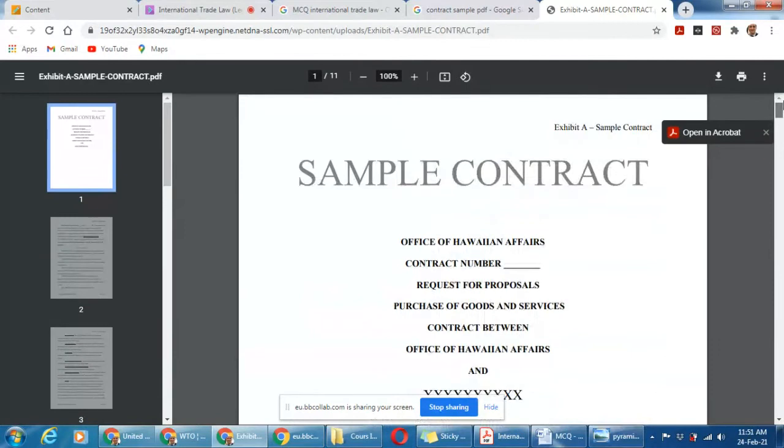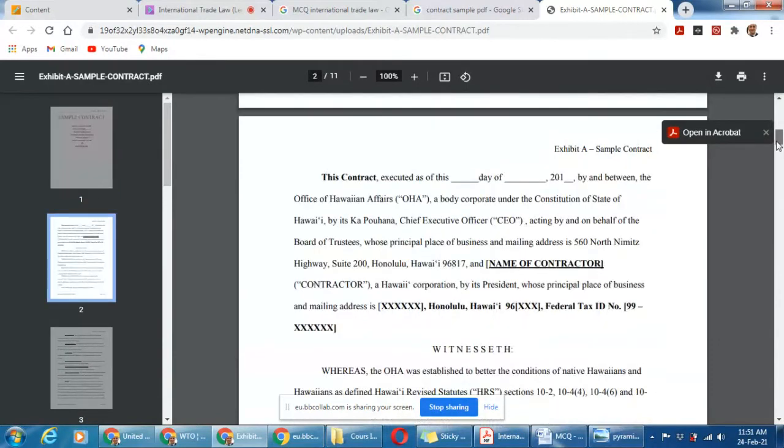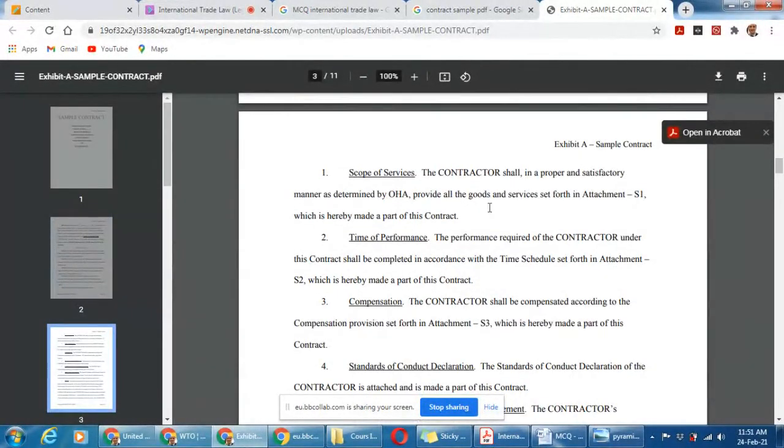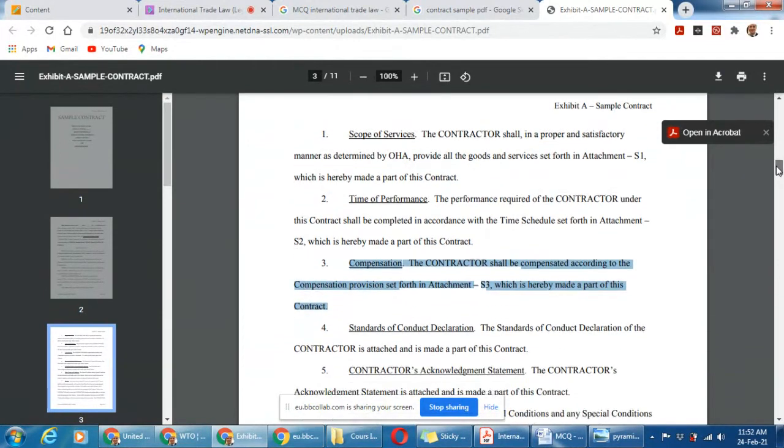You have a contract, you have the parties of this contract, the date of the signature of this contract. And after this, we have the witnesses, and after this, we have provisions. This is called provisions: scope of services, time, article 1, 2, 3, 4. So if there is any problem with an international trade contract or international commercial contract, sometimes it happens that between parties there are problems related to the provisions in a contract.